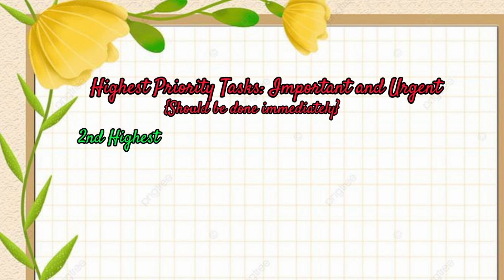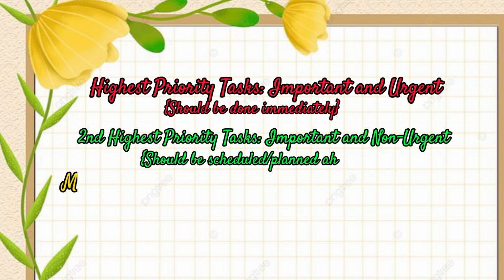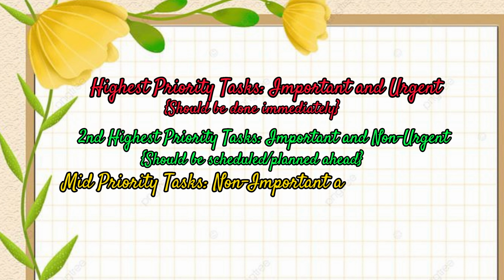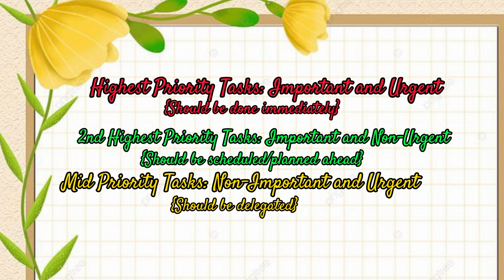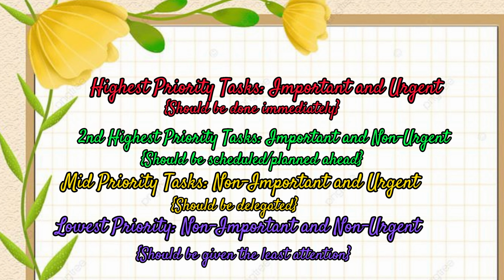The second highest priority tasks are the important but not urgent tasks, like compulsory readings your lecturer gives you. And the mid priority are the not important but urgent tasks that don't have much importance to you, but they do possess urgency. And the lowest priority tasks are the not important and not urgent tasks. Scrolling through social media, watching movies, these tasks should be given the least attention.